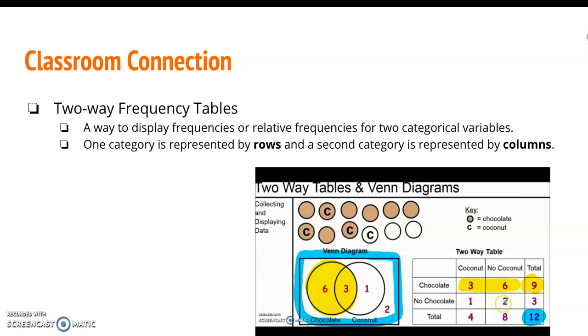So with that being said, some basic classroom connection, without going into too much detail, at least in math class, we do Venn diagrams with two-way frequency tables. With the Venn diagram being constructed there, you can kind of see it outlined in blue and yellow. It's a way to show the frequencies of different variables. What do people like in one situation, what do people like in another situation, and what are the similarities. So that's just a basic lesson that we teach in 8th grade.